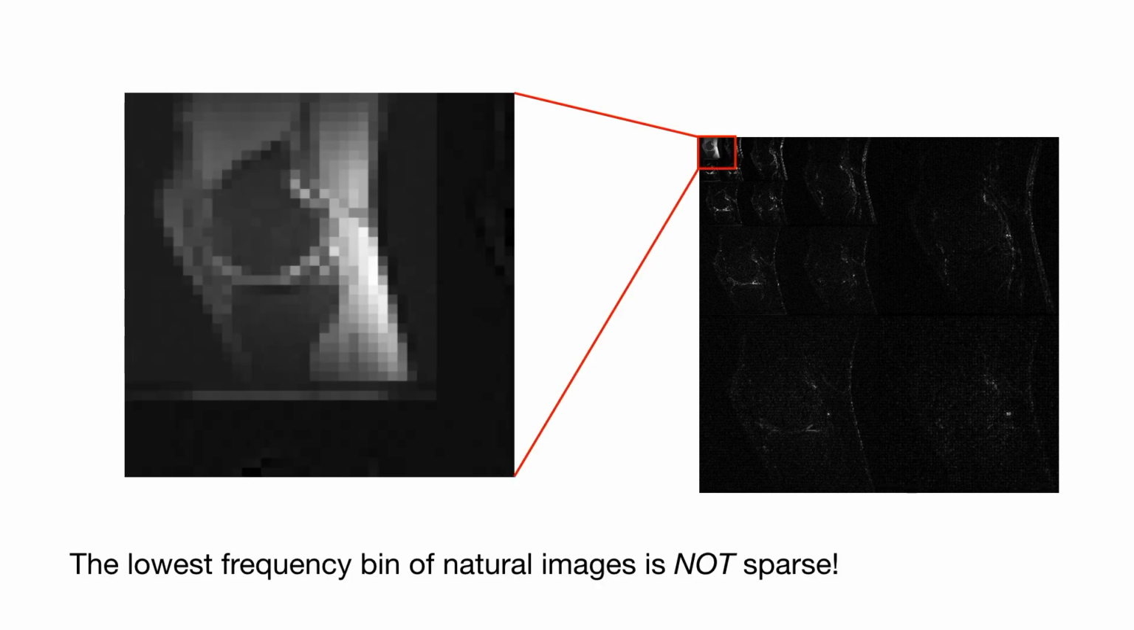If we look at the upper left-hand bin of this image, we see that it is indeed not sparse. This is a low-pass filtered and decimated version of our original image. And in general, low-pass filtered natural images are not sparse. Here are 5 different examples. The second row shows the magnitude of their wavelet coefficients, and if I zoom in, indeed none of these images are sparse in the lowest frequency bin. So this motivates our approach.